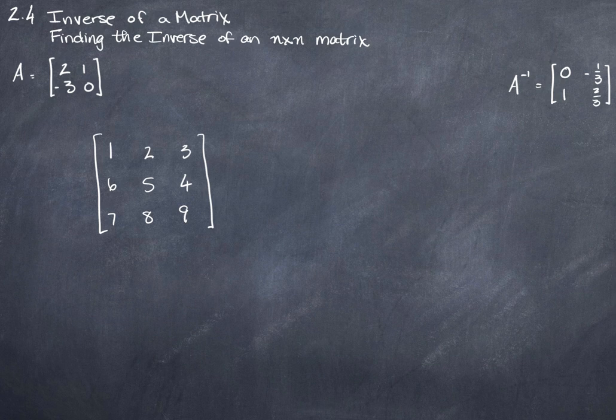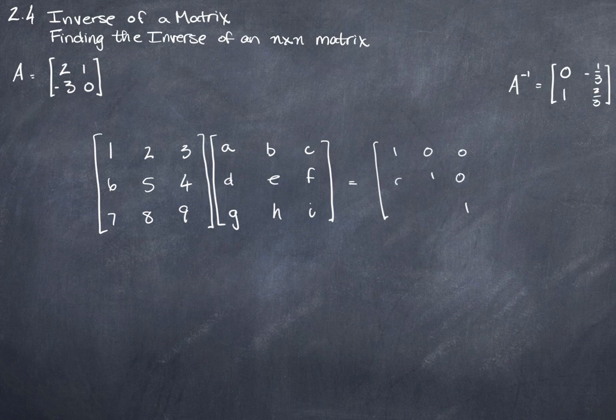You can do this with a 3 by 3 matrix as well. Let's say we had something like this. I'm not going to work this one all the way through, but just so you can see the process. A, B, C, D, E, F, G, H, I. And you want to set that equal to the identity matrix in 3 dimensions.